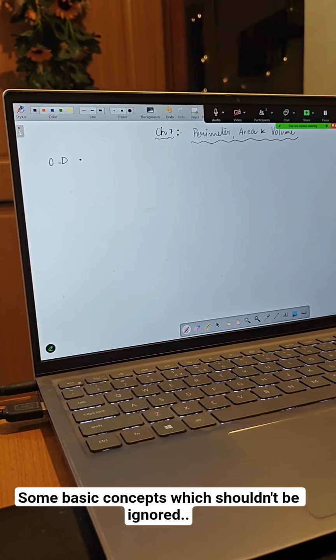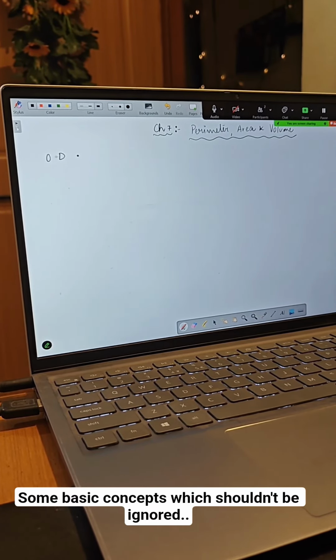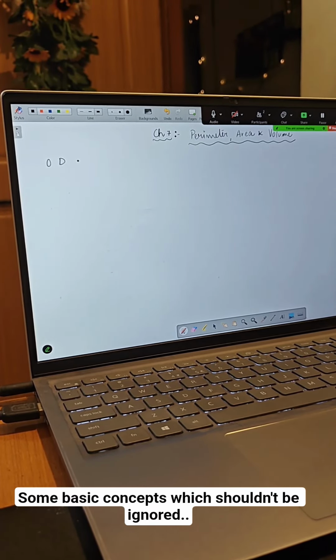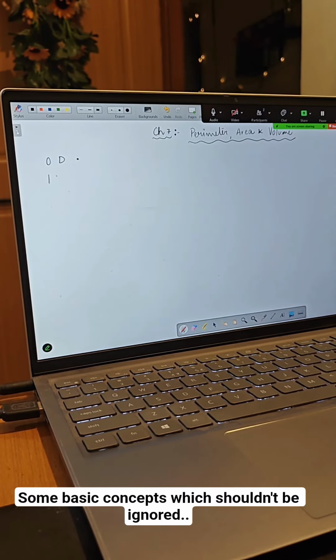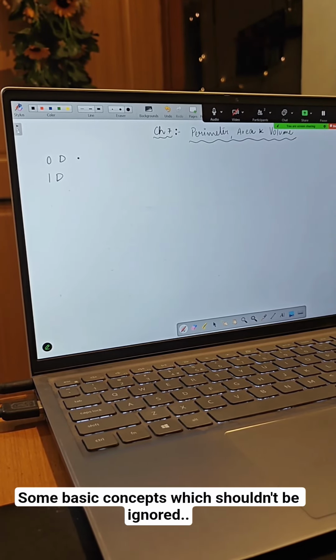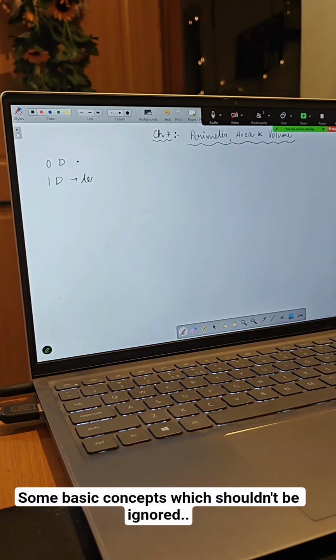But yes, zero dimension, just so literal. It has no dimensions. Why I introduced this to you was I told you that 1D is generated from dots, right? One dimension is just a single length, okay, just one length.